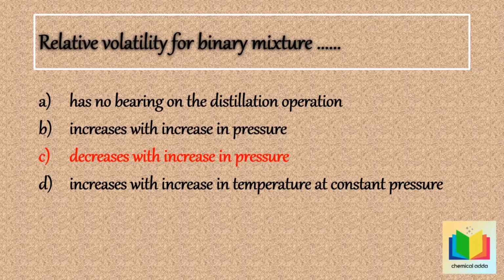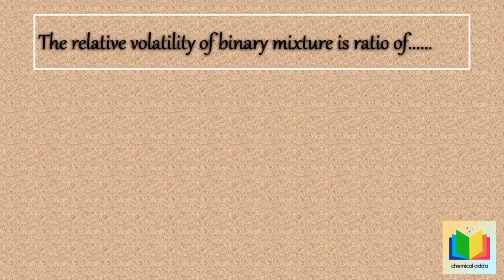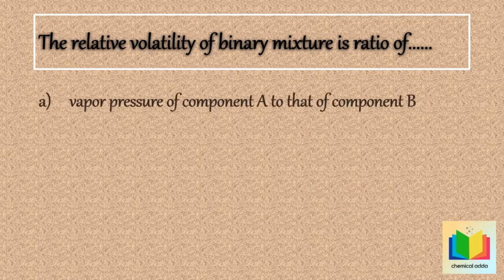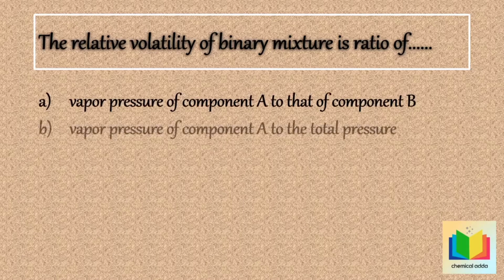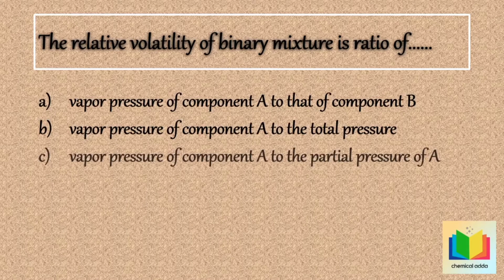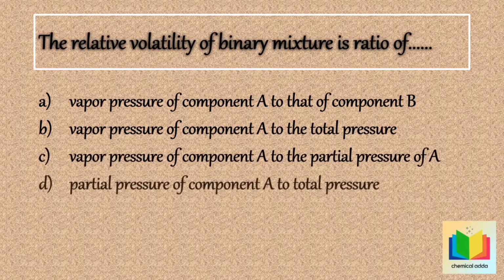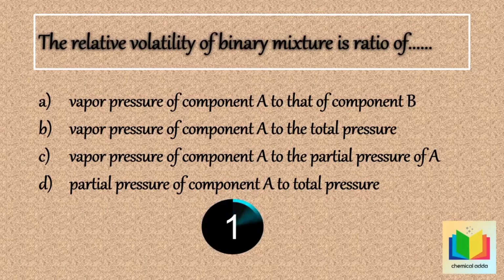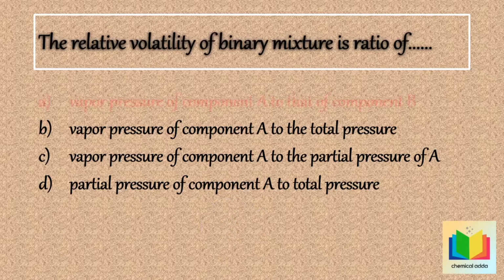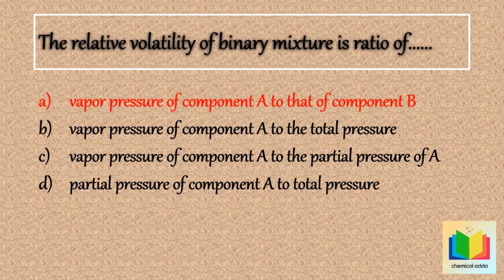Now, next question is, the relative volatility of binary mixture is the ratio of. Options are Option A, vapor pressure of component A to that of component B. Option B, vapor pressure of component A to the total pressure. Option C, vapor pressure of component A to the partial pressure of A. Option D, partial pressure of component A to total pressure. So answer is option A, vapor pressure of component A to that of component B.